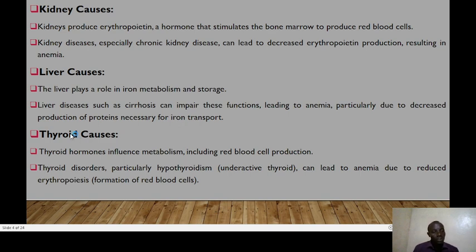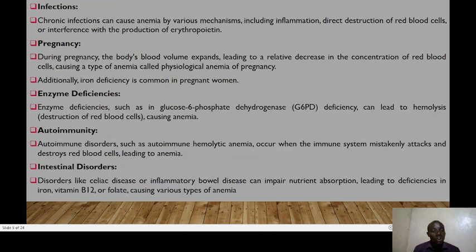As for the thyroid causes, we know that the thyroid hormones, T3 and T4, normally influence metabolism, and this includes red blood cell production. So in a case where we have thyroid disorders, particularly hypothyroidism, that is underactive thyroid, this can lead to anemia due to decreased erythropoiesis, and that is the formation of red blood cells.